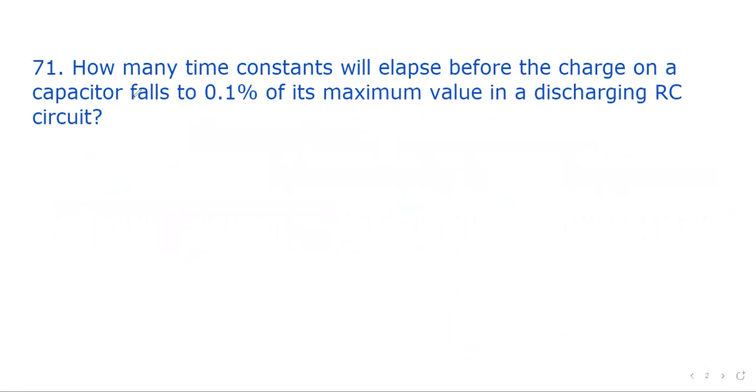Question number 71. How many time constants will elapse before the charge on a capacitor falls to 0.1% of its maximum value in a discharging RC circuit? So here, charge is given by Q0 e to the power minus t upon RC. So let's write t equal to n times RC. So Q equal to Q0 e to the power minus n.